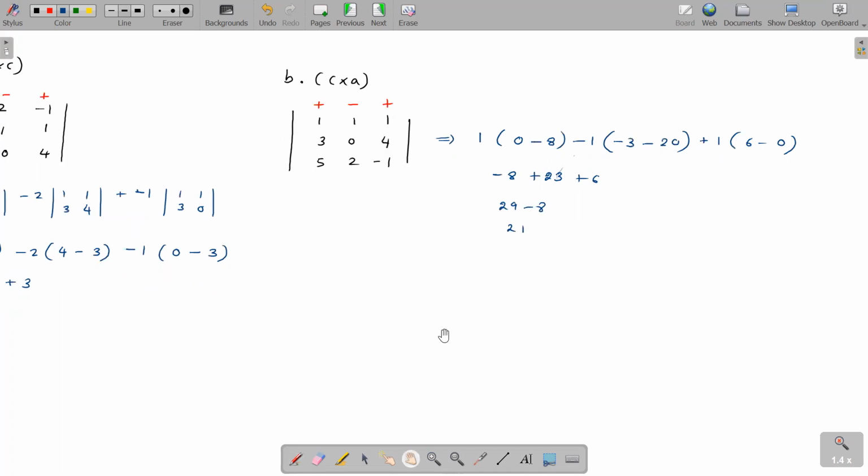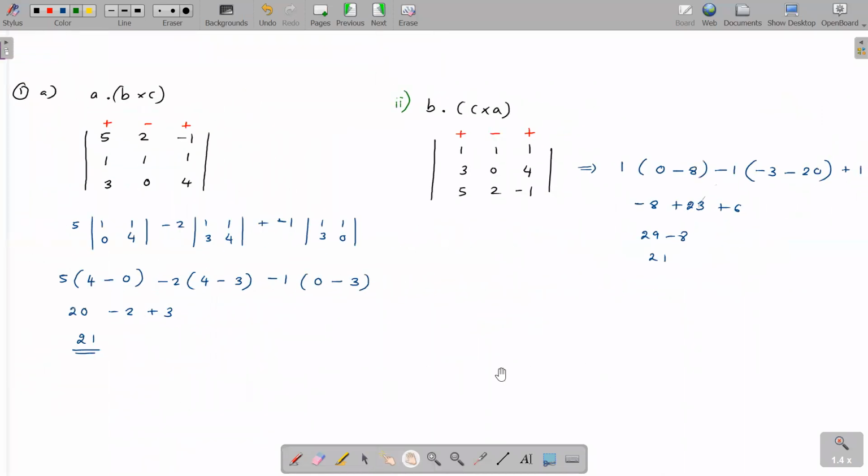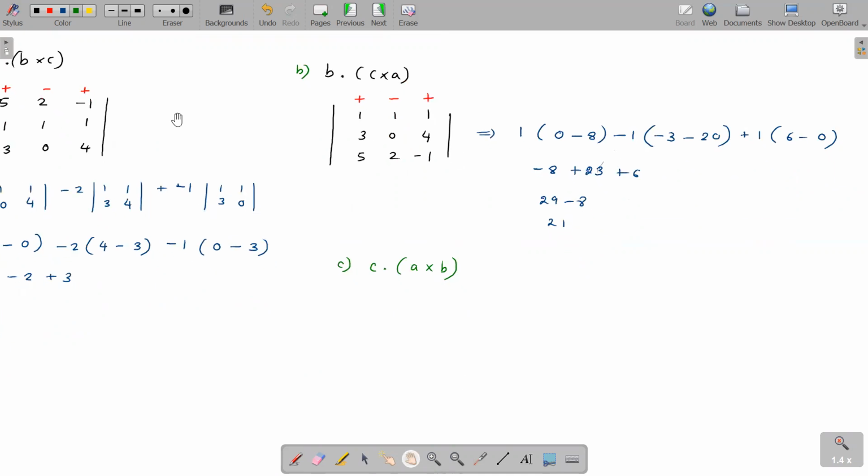The next part, what are we supposed to find? This is Roman number 2, right? Part B. This is part B. Part C, what are we supposed to find? C dot A cross B. So when you do C dot A cross B, now the vector C should be written at the very top, which is 3 0 4. See, A is 5 2 minus 1 and B is 1 1 1. So make sure you put the plus minus plus.